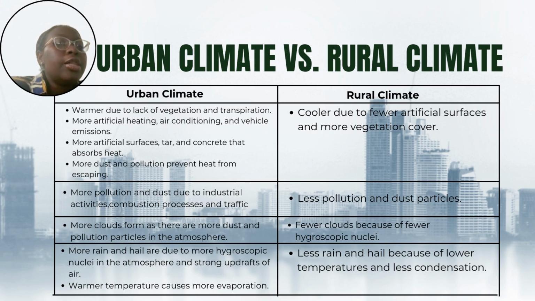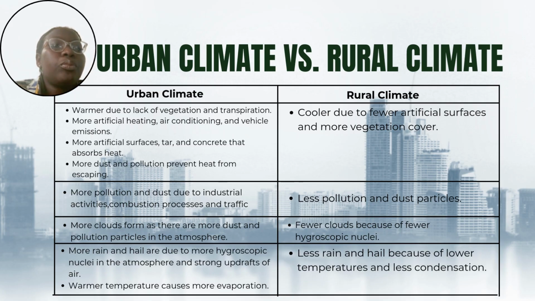In terms of temperature, in the urban climate, it's warmer due to the lack of vegetation and transpiration. There's more artificial heating, air conditioning, and vehicle emissions, as you can imagine. There are more artificial surfaces as well, tar and concrete that absorb heat, so it's warmer. There's more dust and pollution from factories, and all that prevents the heat from escaping. Versus in the rural climate, it's generally cooler because there are fewer artificial surfaces and more vegetation cover. And this shouldn't be too hard to understand because this should be things we observe in such locations, right?